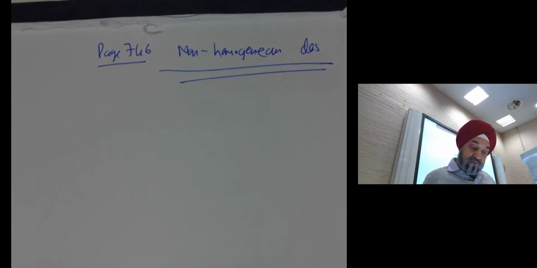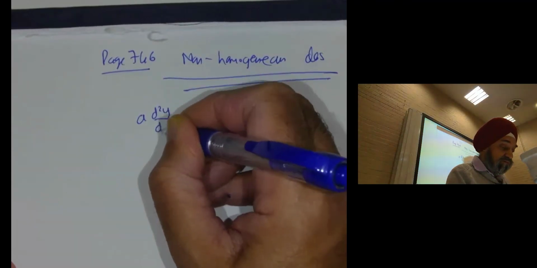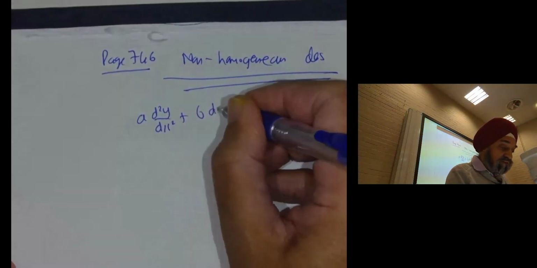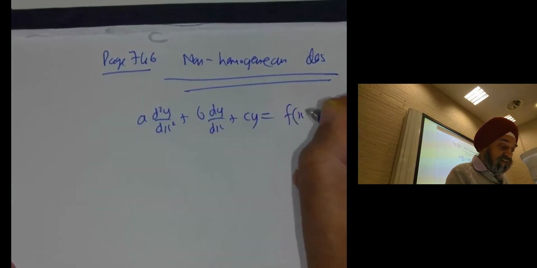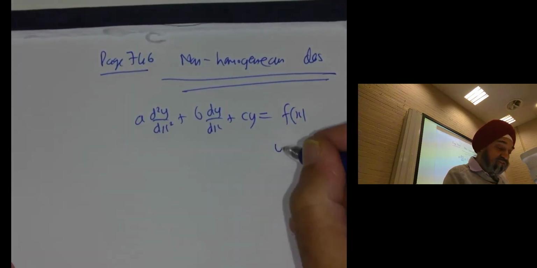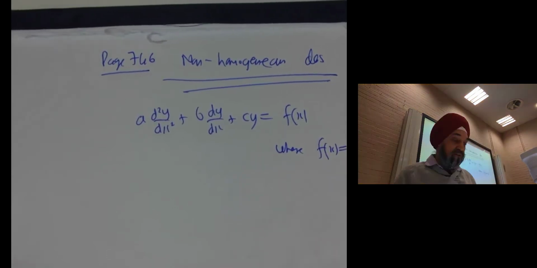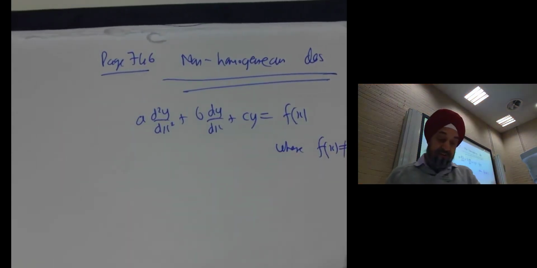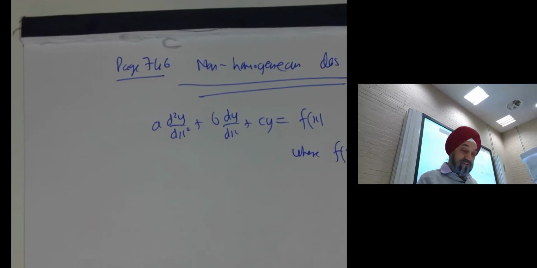So let's say we've got something like this now. a d2y/dx squared plus b dy/dx plus cy is equal to f(x). And in this case, f(x) is not 0, okay? It's not equal to 0. This is called an inhomogeneous or non-homogeneous differential equation.